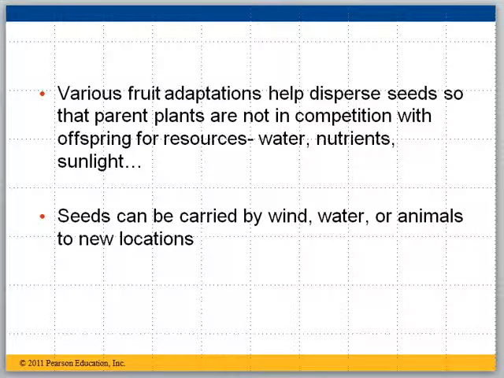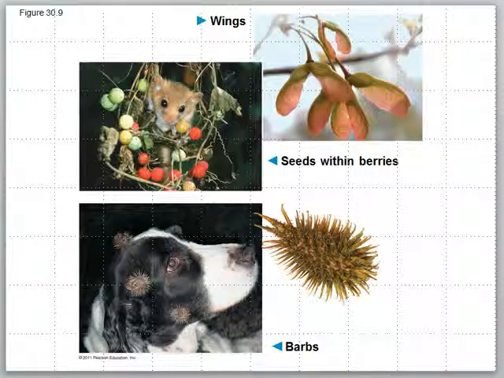One of the major reasons for the development of fruit, and some of the various fruit adaptations, is to help disperse the seeds so that the parent plants are not in direct competition with the offspring for resources such as sunlight, water, and ground space. So seeds have a variety of ways of being dispersed using fruits. Some are carried by the wind, like a dandelion, or some are carried by water or animals to new locations.